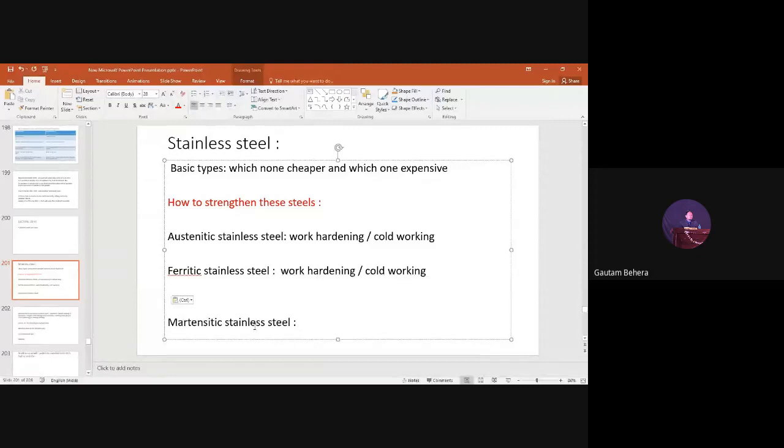So again, next is the martensitic stainless steel. Martensite means you understand, that means there is a transformation already there, right? You can transform this steel, and so it can be hardened by heat treatment. You can give a heat treatment, and it can harden the martensitic stainless steel.